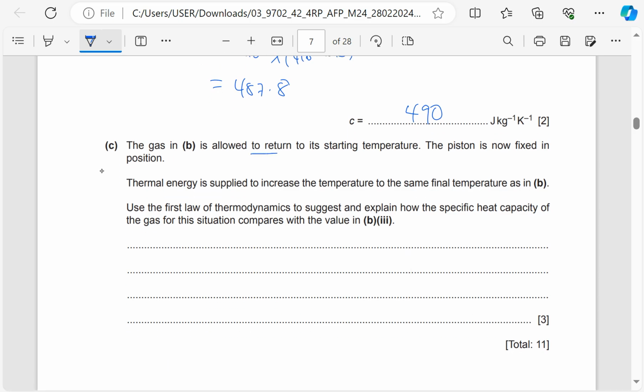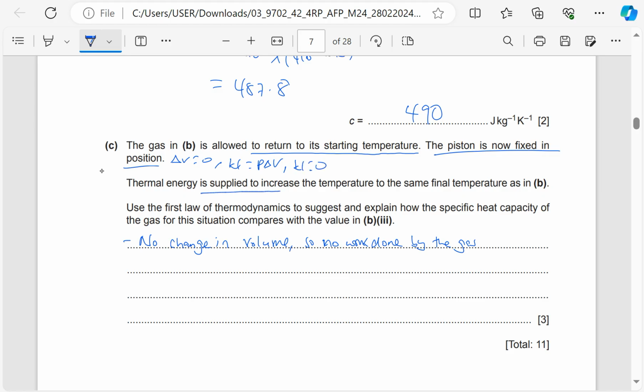The gas in B is allowed to return to its starting temperature. The piston is now fixed, which means change in volume is going to be 0. Remember, work done is equal to pressure times change in volume. If the piston is fixed, that means there is no change in volume. So there's no work done by the gas. Okay, so here work done is equal to 0.